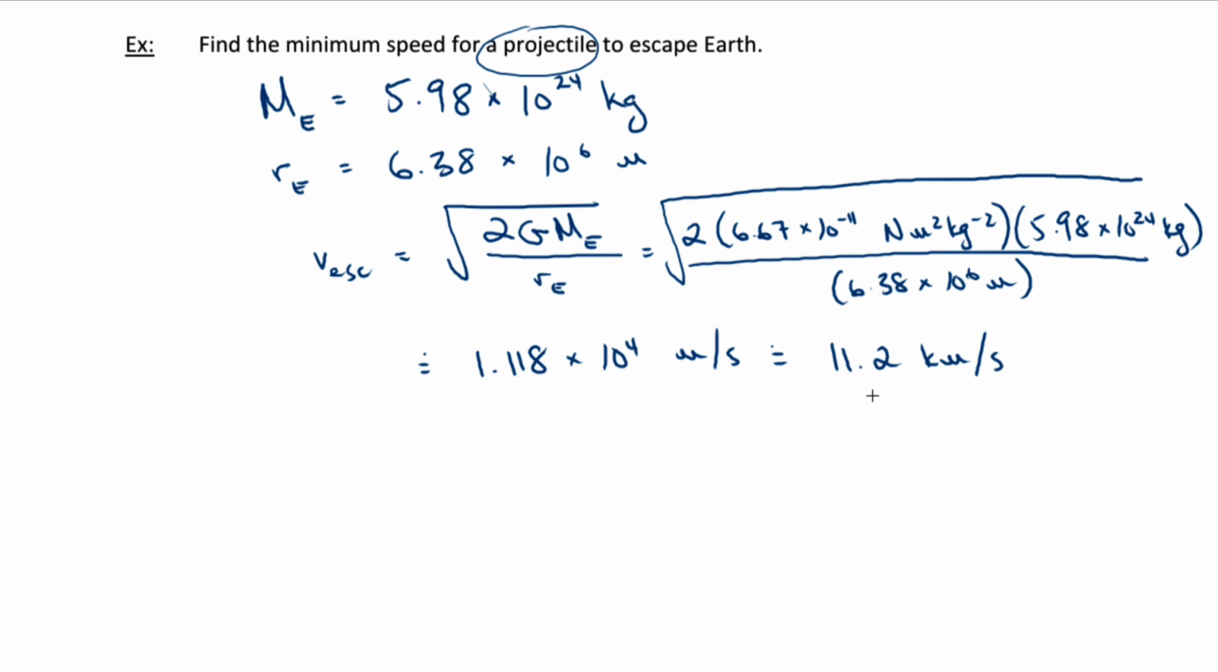In contrast, rockets have a continuous force pushing them upwards, and so they can get out of Earth's orbit, out of the influence of Earth's gravitational pull at much lower speeds than this, because they continue to apply a force throughout their flight. So that's a look at orbital speed and escape speed.